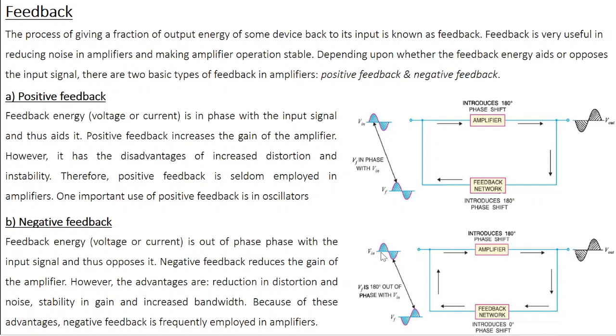180 degrees means the peak now corresponds to the valley, right? So this will give rise to a destructive overlap. As a result, the negative feedback reduces the gain of the amplifier. So even though the gain is reduced, it has certain significant advantages. Basically, it reduces the distortion and noise in the signal. It improves the stability in gain, and also it increases the bandwidth of the amplifier. And because of these advantages, negative feedback is frequently employed in amplifiers.